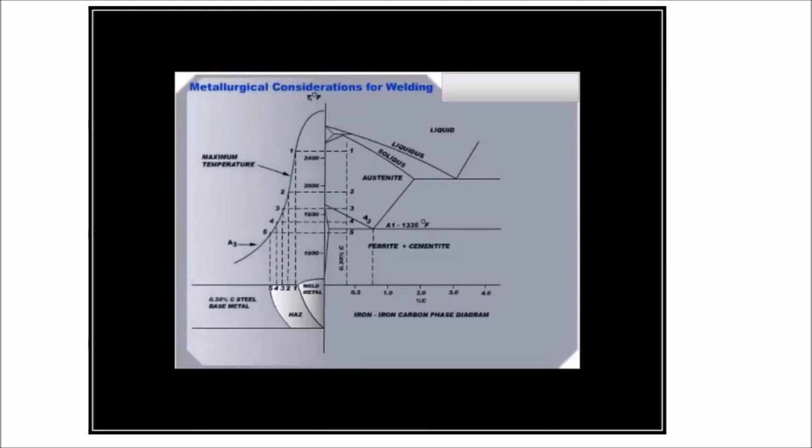Since welding can result in significant changes in both the temperature of the metal as well as the rate of cooling from that elevated temperature, it is important to understand what metallurgical changes can result from the welding operation. The display on your screen illustrates the relationship between the peak temperatures exhibited in various regions of the weld zone and the iron-iron carbide equilibrium diagram.